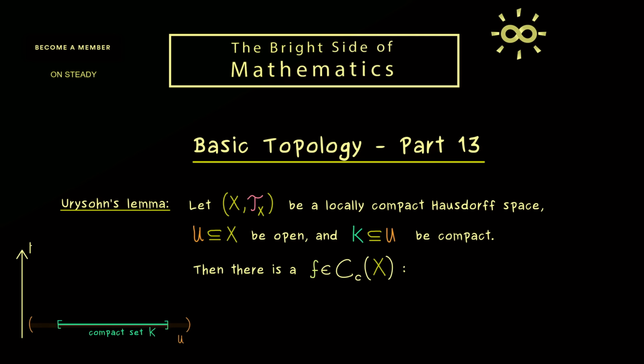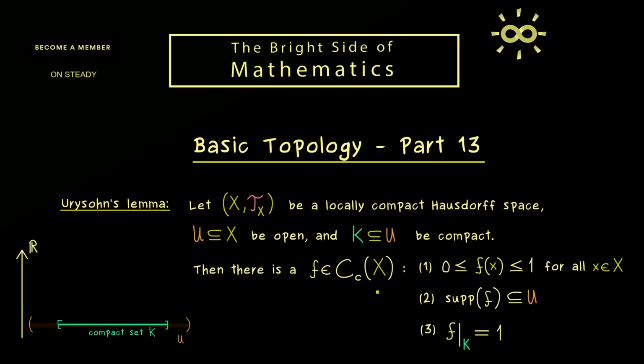This means we have a mapping from the abstract topological space X into the real number line. More precisely, we only want to have values between 0 and 1, where the non-vanishing values lie completely in a compact set inside U. And in addition, on the compact set K, we only want to have the value 1. So this means if we look at the graph of the function f, we start at 0 somewhere in U and then we grow up to 1 until we are constant at the set K. So this is the whole picture and the statement of Urysohn's lemma.